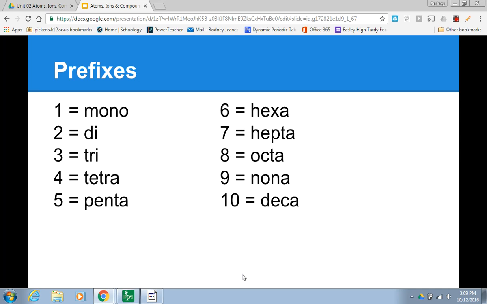Okay, so after you've written these down, if it's a 1, we use the prefix mono. 2 is di, 3 is tri, 4 is tetra, 5 penta, 6 is hexa, 7 is hepta, 8 is octa, 9 is nona, and 10 is deca. Some of these you probably are familiar with, like a pentagon or a hexagon, octagon, or a decade, meaning 10. But the other ones you need to make sure that you learn. And I will talk about how we're going to use them.